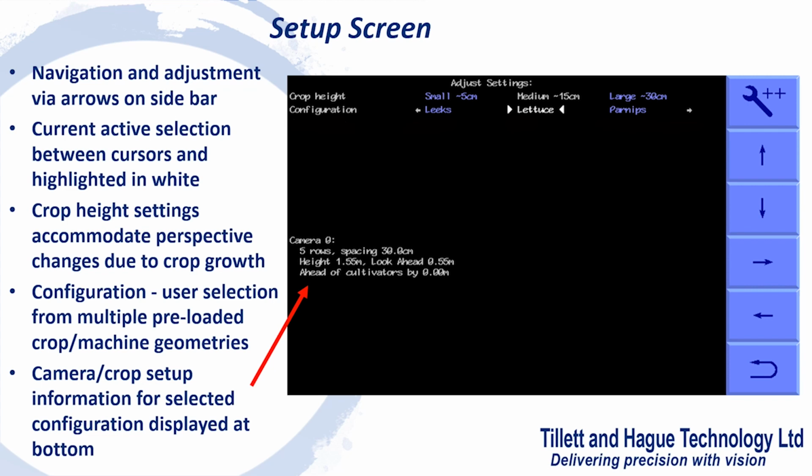Preset crop and camera information for that selected configuration is displayed below. You can use these figures to check that the selected configuration matches your crop row spacing and camera geometry. If you do not already have a configuration file to match the situation, we will show you in video 6 how to create one that does.